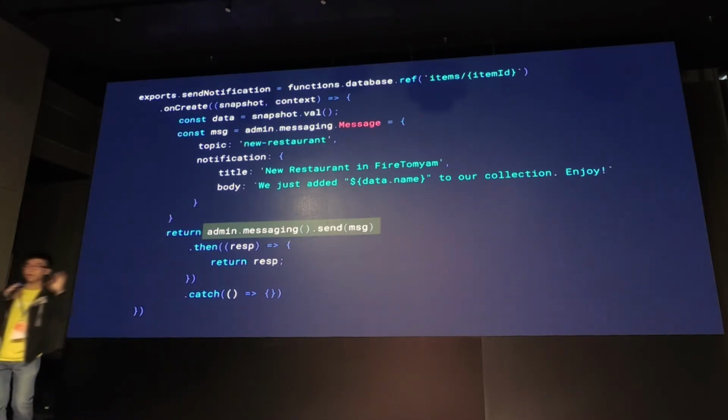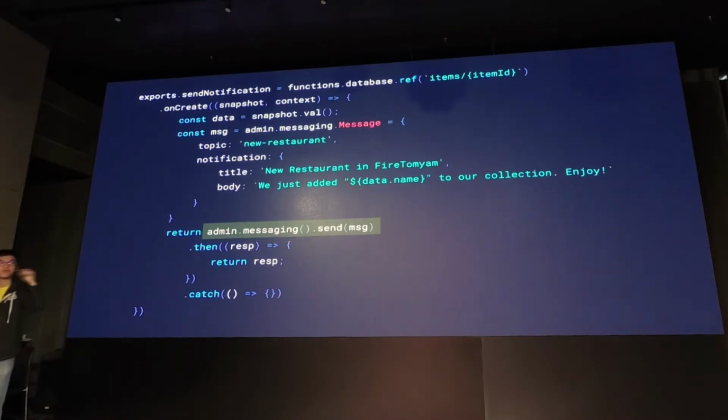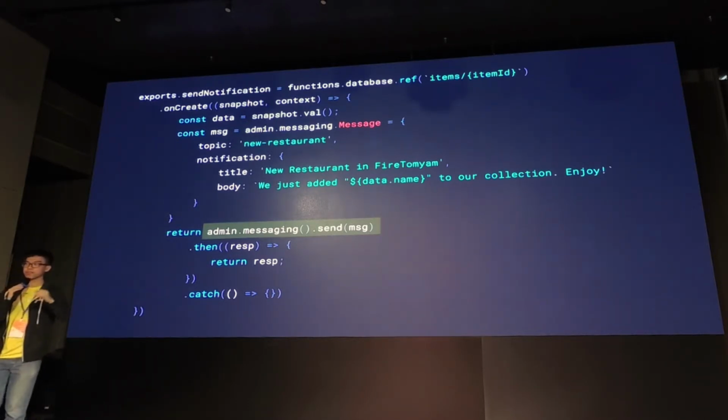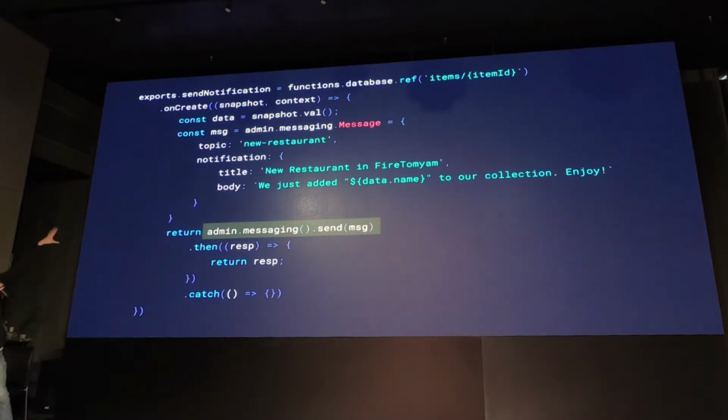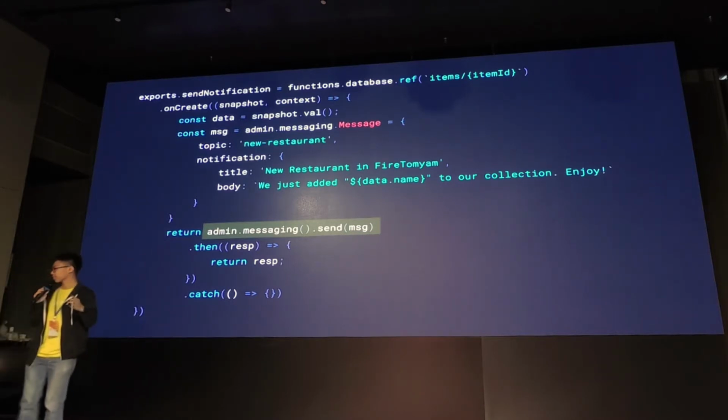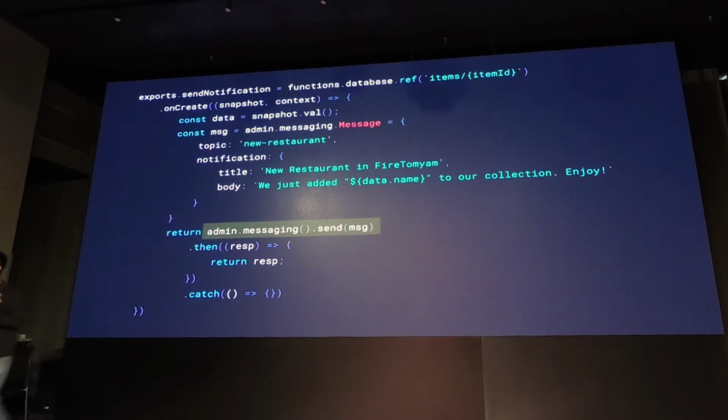Okay? Before that, we set the token to the database. Actually, we just store it inside, instead of the new restaurant, only the token. In this case, we just basically get the token. So what you do is use admin.messaging.Message, and you send the notification to all users that subscribed to the new restaurant topic.